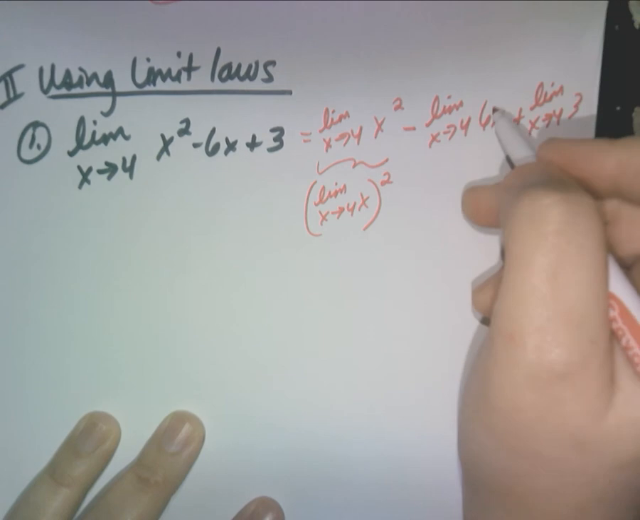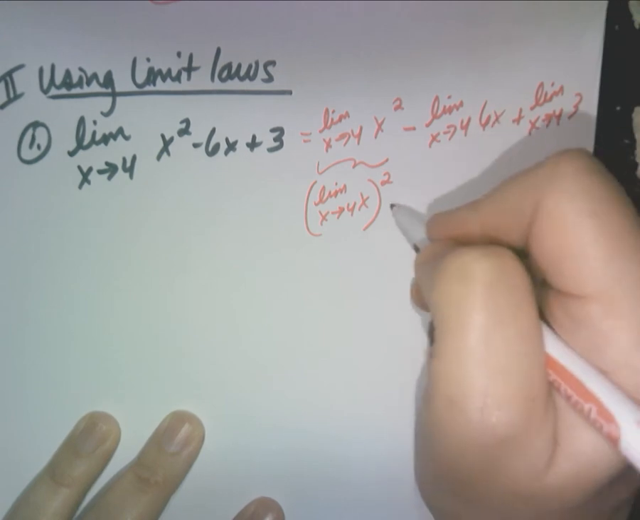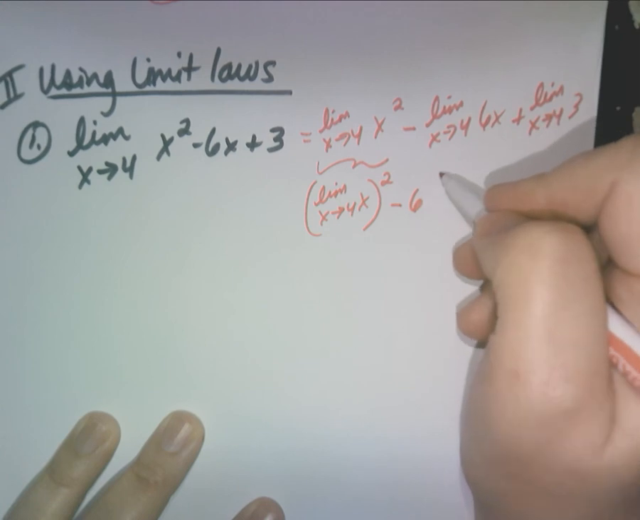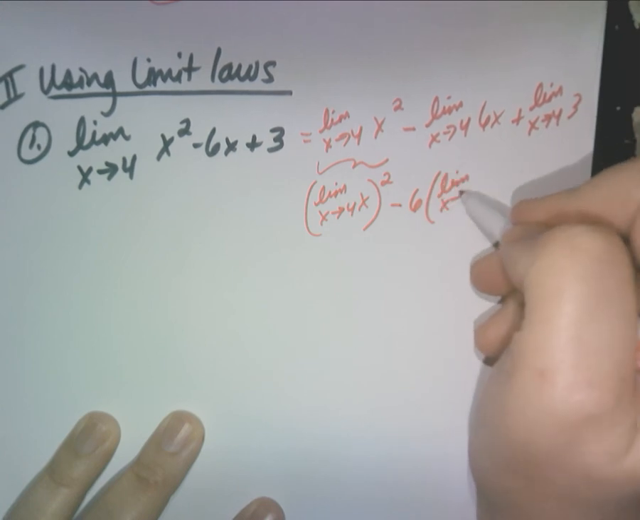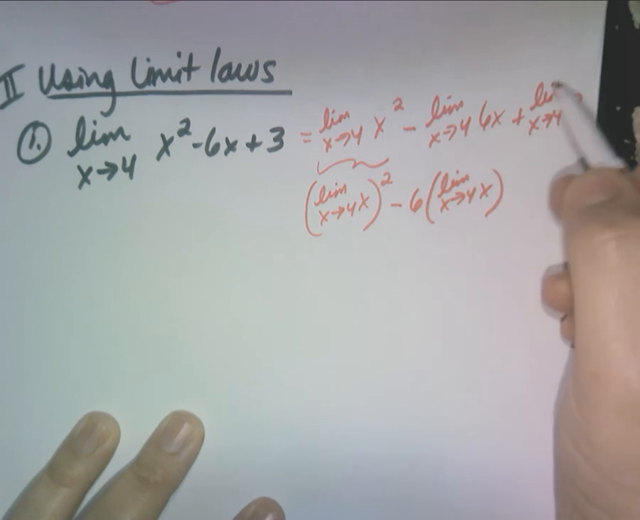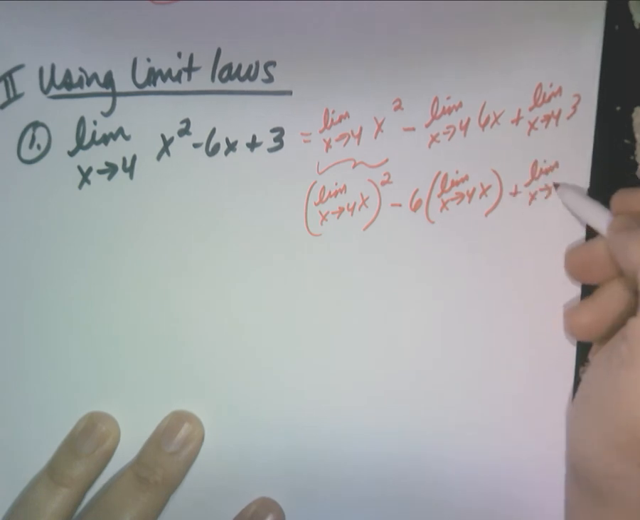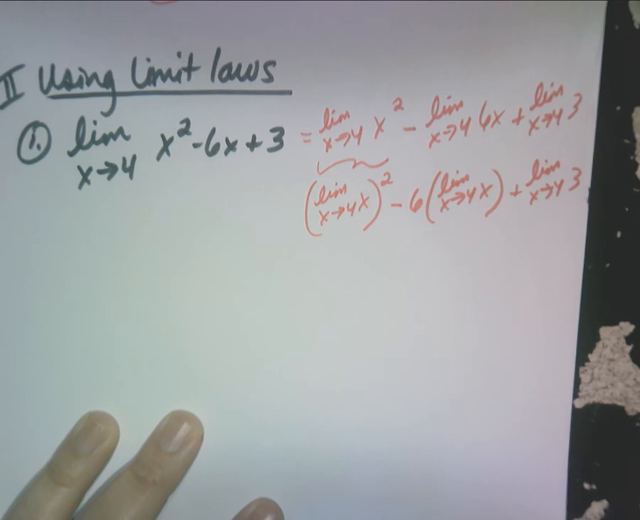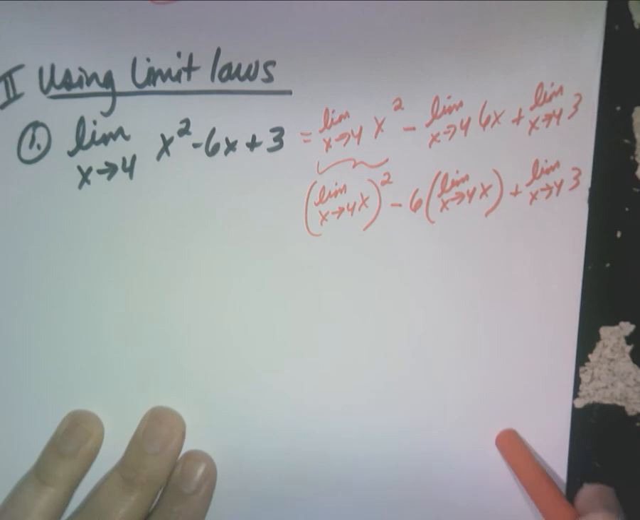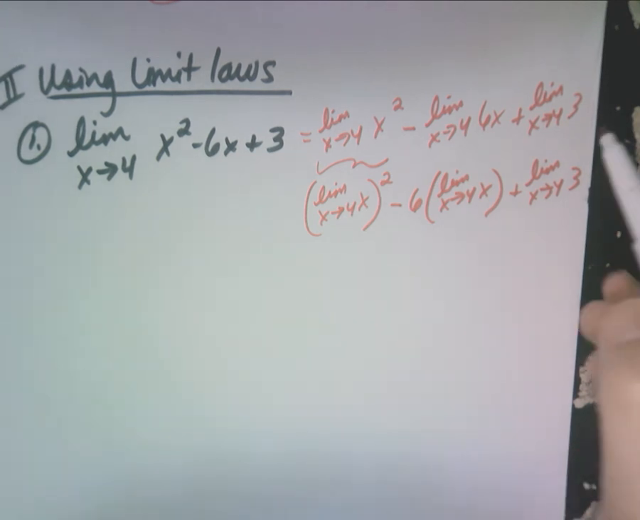This one, I can actually take that scalar right there, that 6, and pull it outside. Minus 6, and then multiply it by the limit as x goes to 4 of x. And this one is the limit of a constant. And now again, why are we doing this? Why is it making it so difficult? I'll show you the easy way in a moment, but I want to show you this is where the limit laws are used.